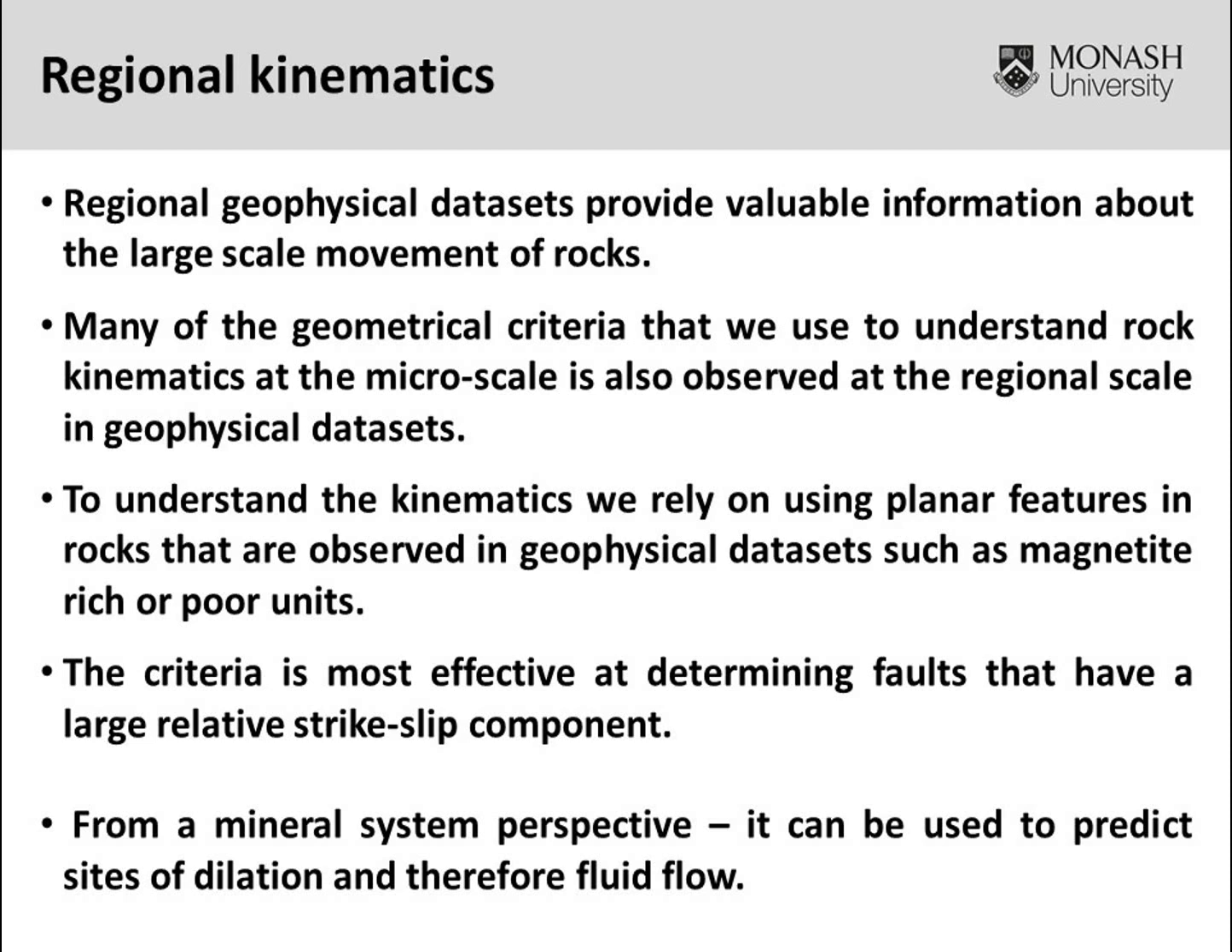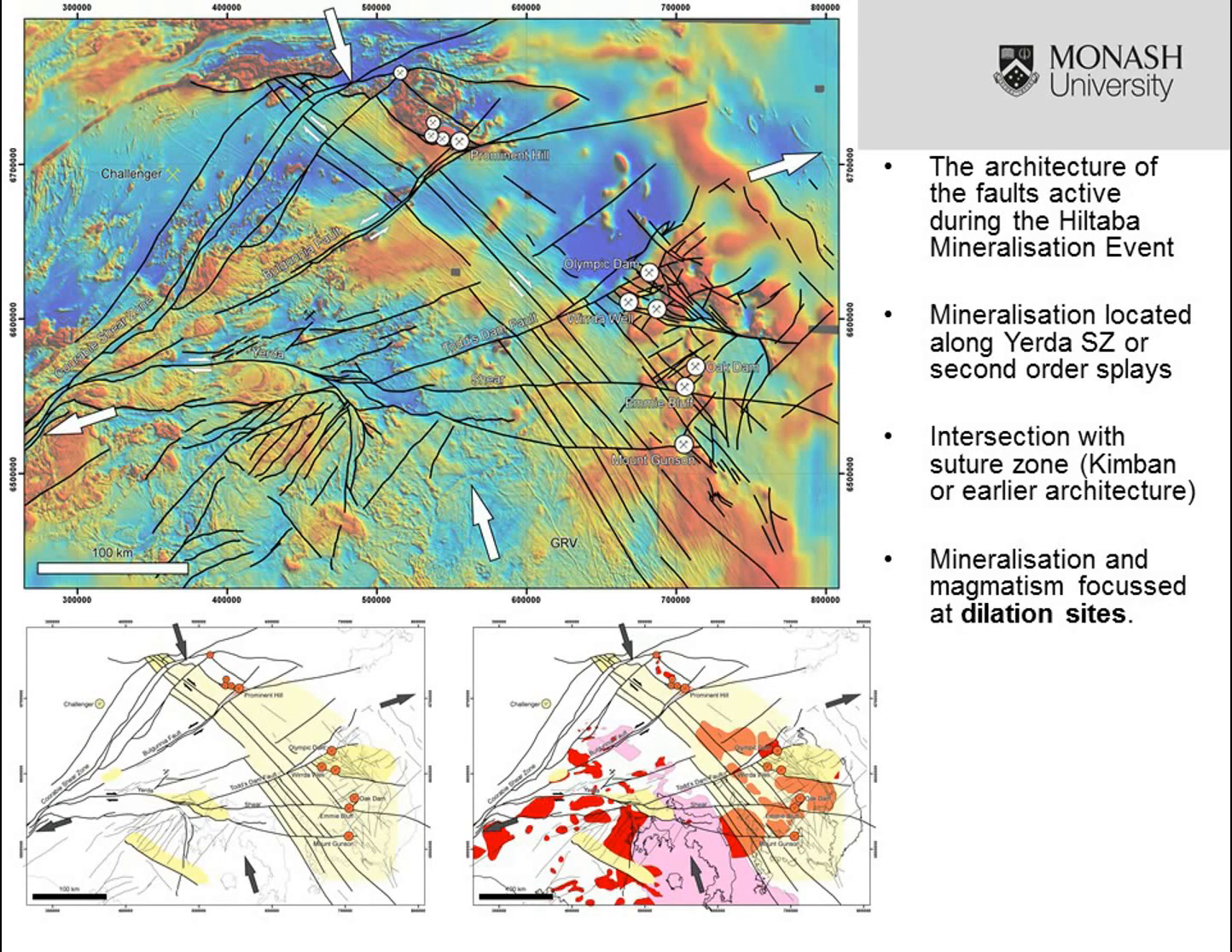Okay, so kinematics is a valuable tool because it tells you about large-scale rocks, with geometrical criteria that tell us about the regional scale movement history. We rely on planar features, and the criteria are most effective for structured faults. Obviously, if there's a vertical fault, we don't see that as kinematics. From a mineral systems perspective, it's used to predict the size of dilation and therefore fluid flow, which is important if you're going to look for ore bodies.